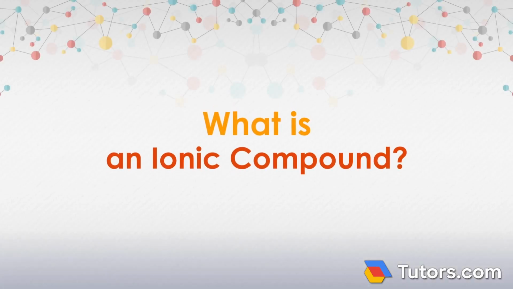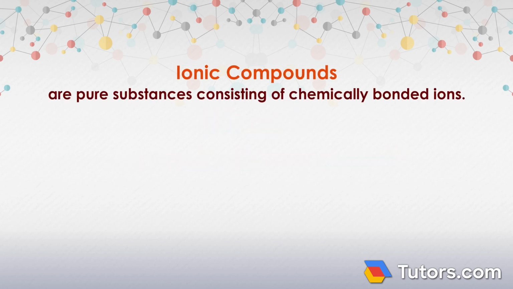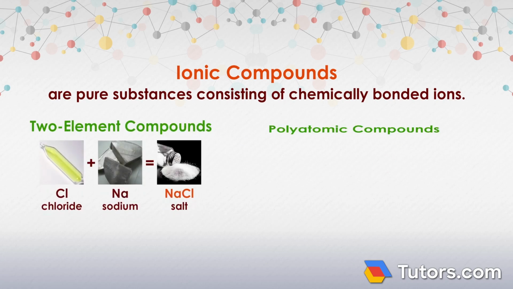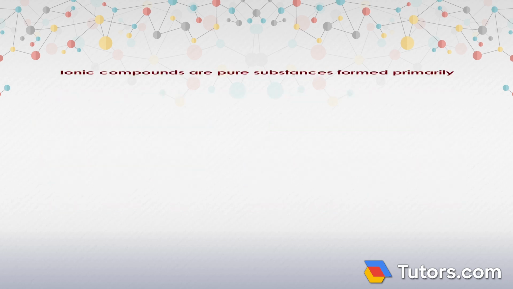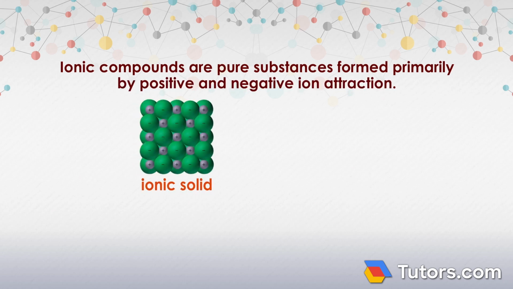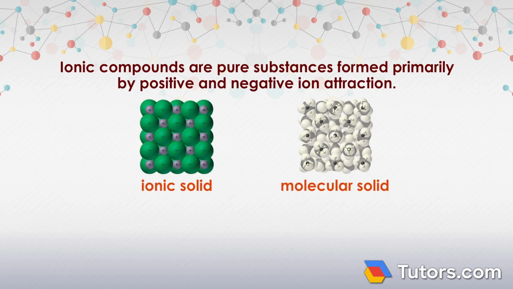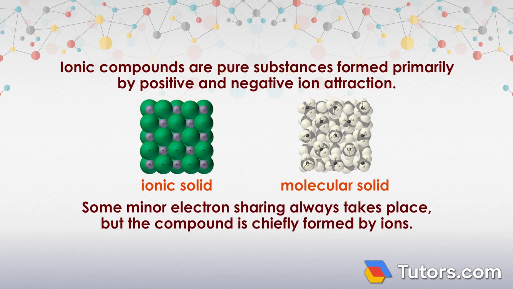What is an ionic compound? Ionic compounds are pure substances consisting of chemically bonded ions. Examples include two-element compounds like table salt and polyatomic compounds like sodium sulfate. Ionic compounds are pure substances formed primarily by positive and negative ion attraction. Some minor electron sharing always takes place, but the compound is chiefly formed by ions.